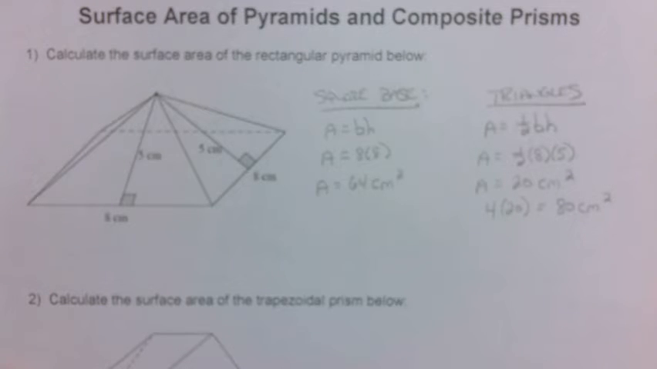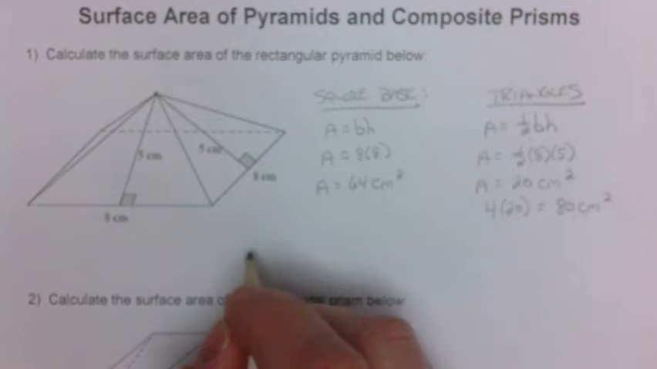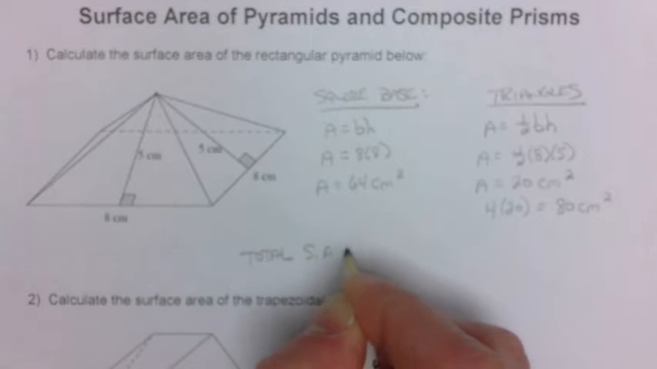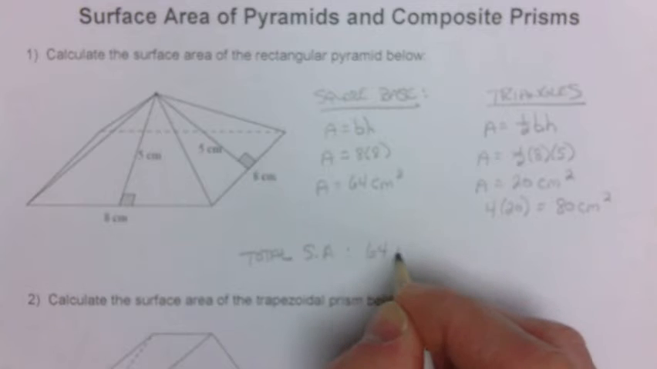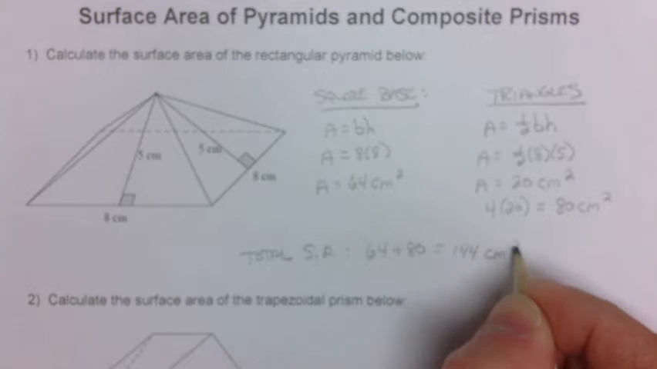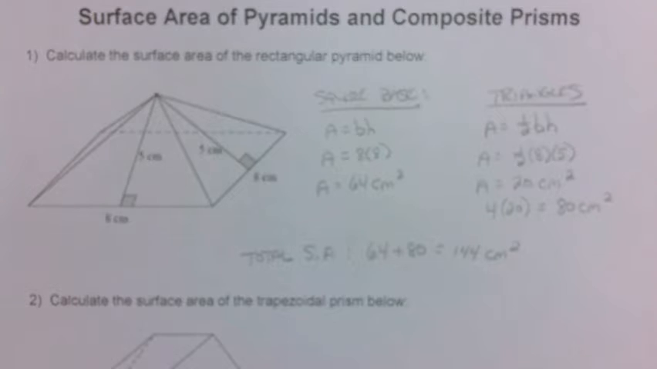be 80 square centimeters. Now to get the total surface area, I'm just going to add together 64 plus 80, which is going to give us 144 square centimeters for the surface area. So again, we break the solid into two-dimensional shapes whose area formulas we know, and at the end, we just add them together to get the surface area.